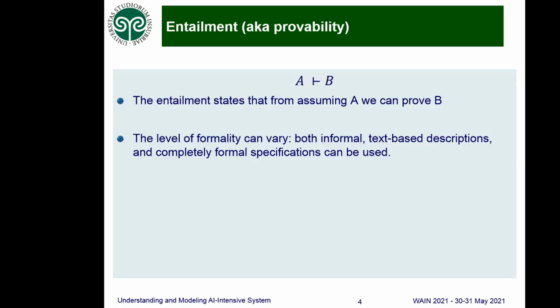Before proceeding, we need to introduce the entailment operator. In this example, we have that A entails B. This entailment states that from assuming A we can prove B. Accordingly, entailment is often called provability. We can express A and B at different levels of formality, ranging from informal text-based descriptions to complete formal specifications. In case of formal description, it is possible to prove whether the truth of B descends from the truth of A. Informal descriptions allow only for argumentations on whether the truth of B descends from the truth of A.